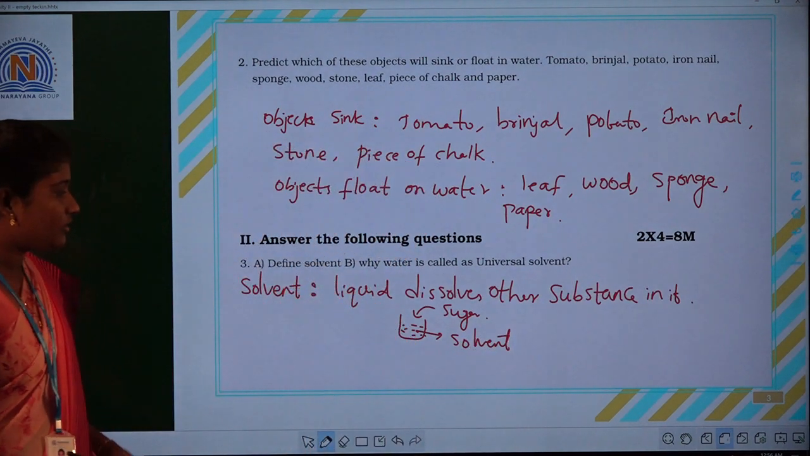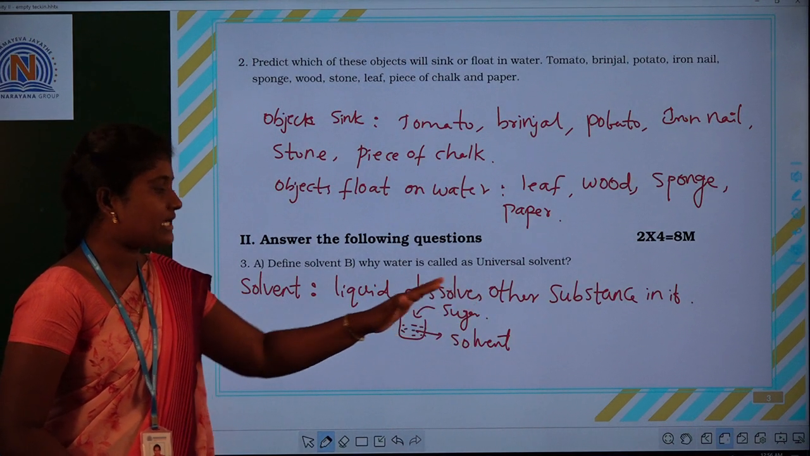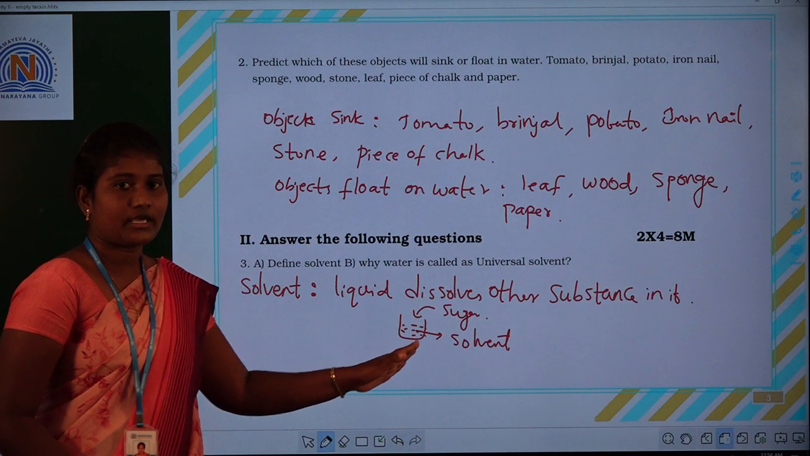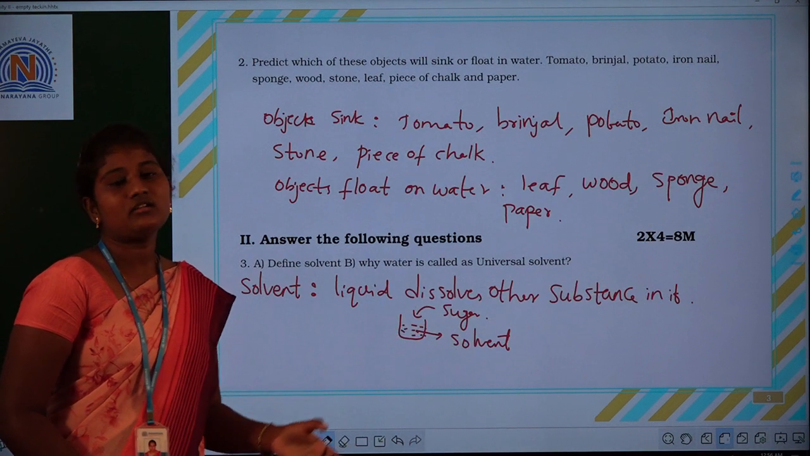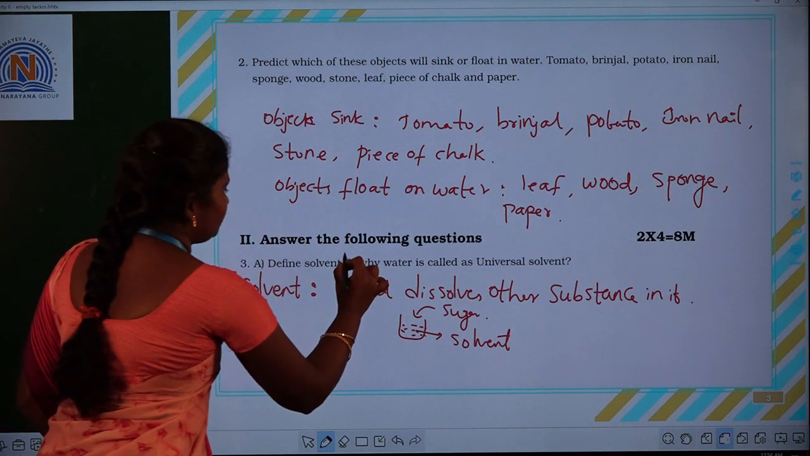See the definition? A solvent is a liquid that dissolves other substances in it. Here I am taking water and adding sugar. The sugar is dissolved in water. Water is the solvent. Okay, let us see B.